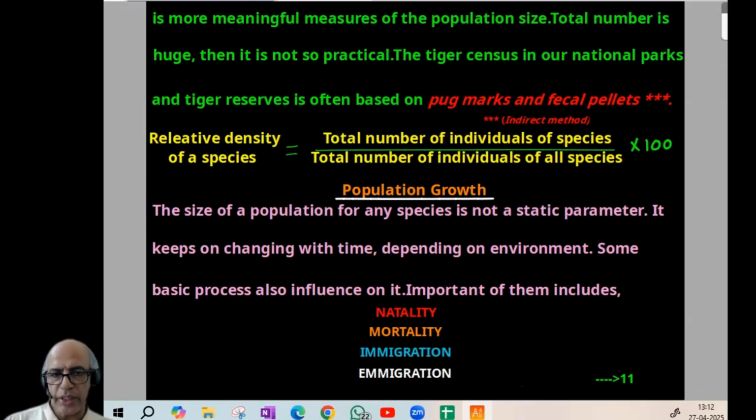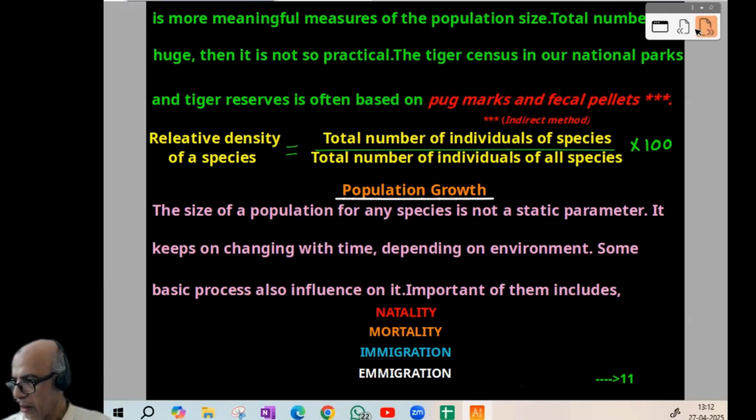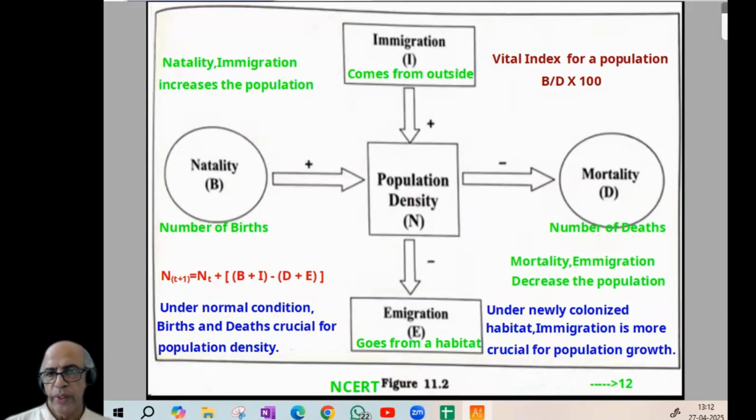So for representing all these 4, an NCERT figure is there. It is easy to follow. We can find immigration here, emigration here, natality here, mortality here. And letters also you can find: I, immigration; D, mortality; B, natality; E, emigration. This is population density N. Natality means birth, and immigration means coming from outside. That will usually increase the population. Next, similarly, mortality as well as emigration, going away from a place, will decrease the population. I think the idea is clear.